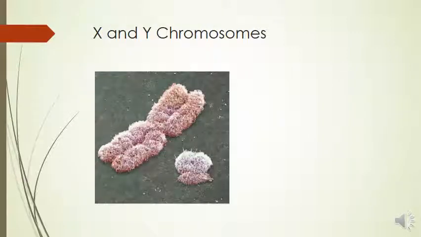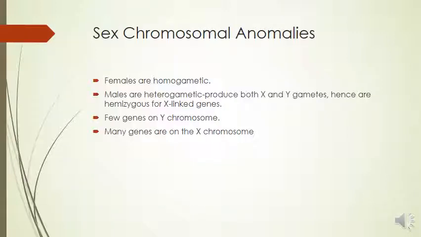Here we have X and Y chromosomes, and you can see that there's a big difference in size between the X and the Y. Sex chromosomal anomalies. Females are homogametic. Males are heterogametic. They produce both X and Y gametes, hence are hemizygous for X-linked genes. There are few genes on the Y chromosome. Many genes are on the X chromosome.